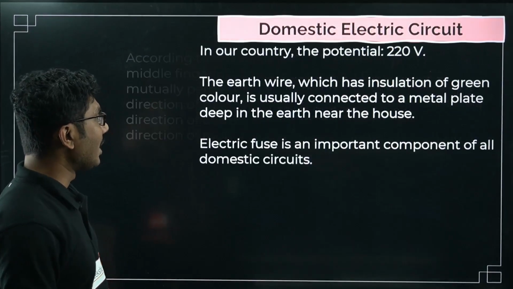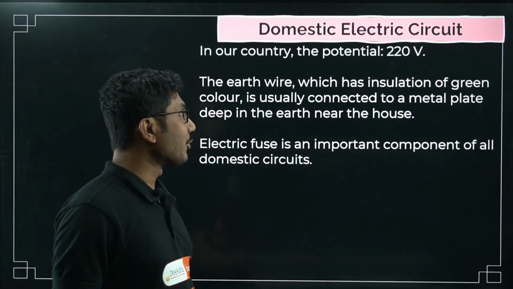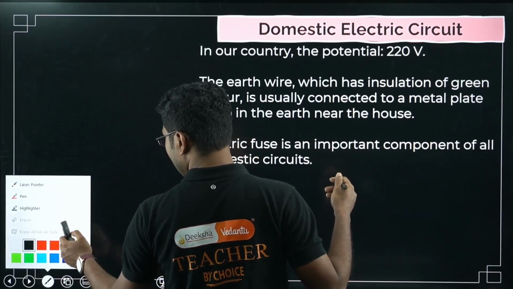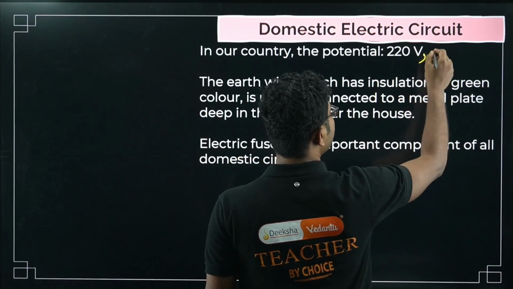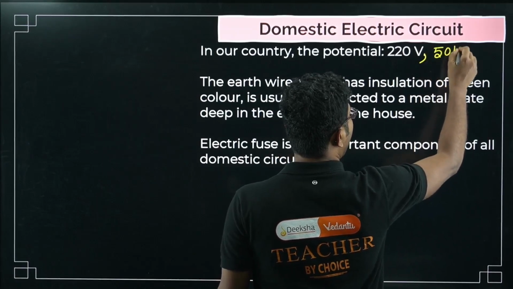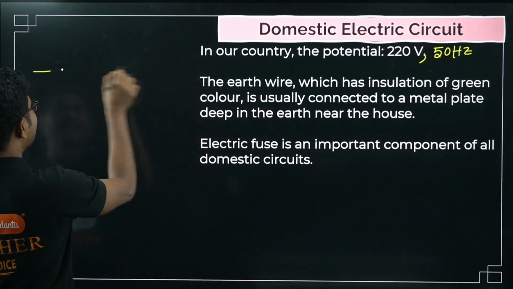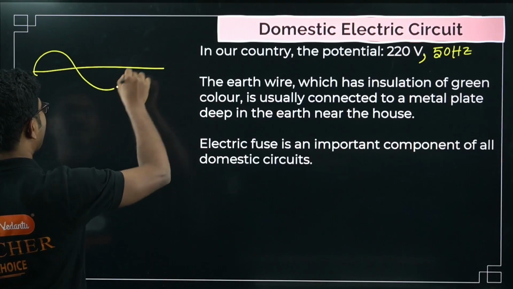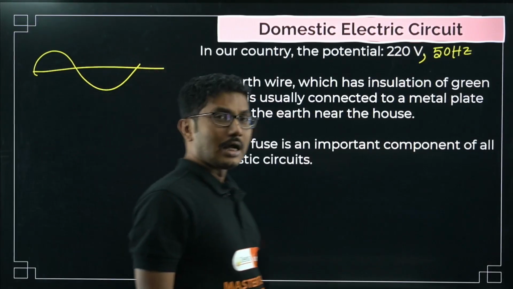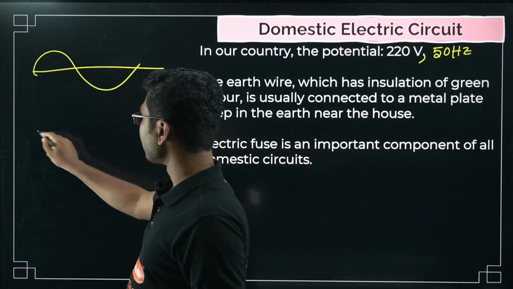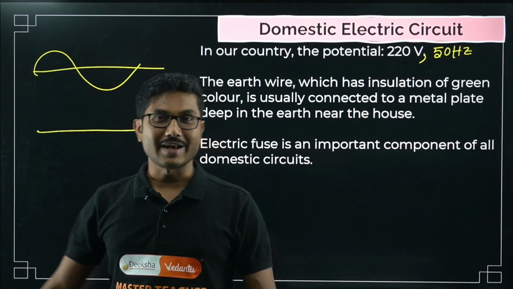Now, in our country, the potential is 220 volt 50 hertz. So the power supply that we use in our country is 220 volt 50 hertz. So it is an AC current. What is an AC current? AC current is something which fluctuates with time, right? So AC current changes with time, and DC current is basically constant. DC current is constant, it's flat.